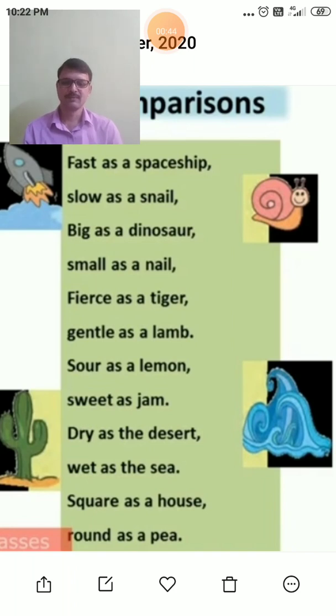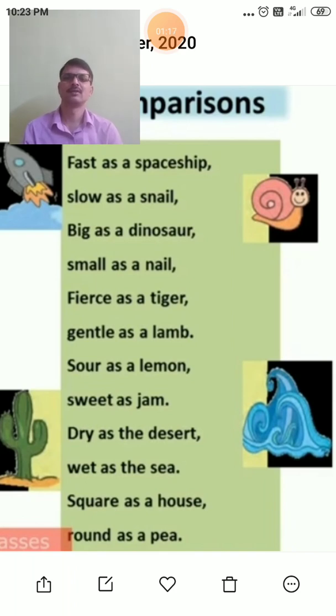In this poem, we are going to learn about comparison. You know that comparison means, or what do you mean by comparison? We compare between two things, and these two things must have at least one common feature. Look at here in this poem.